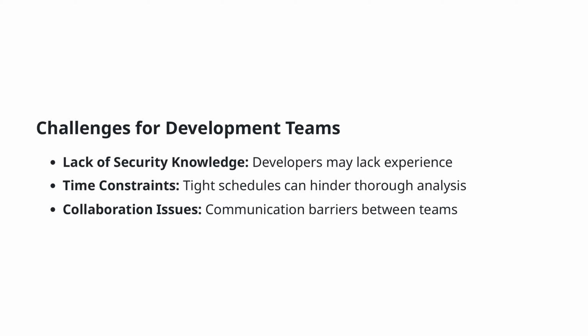Lastly, collaboration issues can arise due to communication barriers between different teams, such as development, security, and operations. Effective threat modeling requires collaboration and clear communication, but misalignment and lack of effective dialogue can impede this process. Addressing these challenges is crucial for the development of secure and robust software systems, setting the stage for discussing potential solutions and strategies to overcome these obstacles.